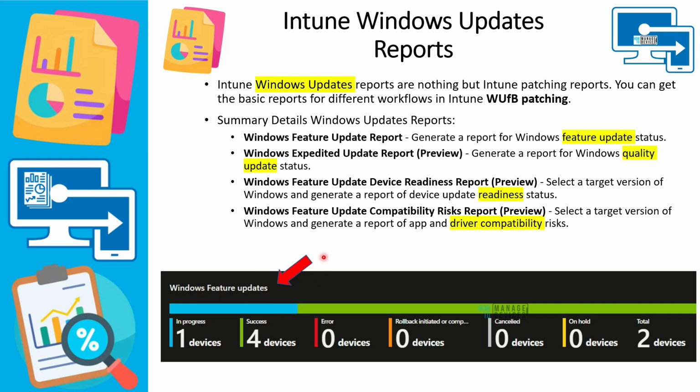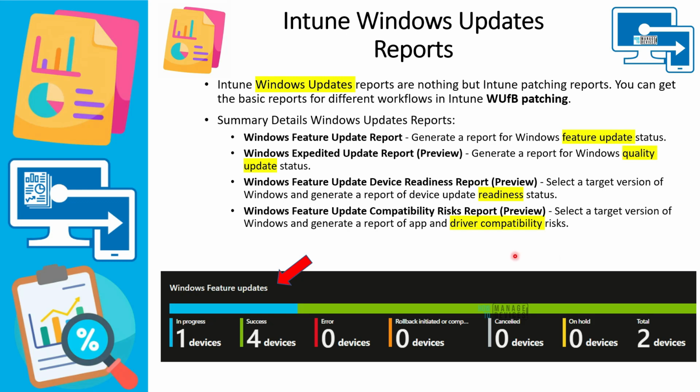You can see the overall status from this dashboard. In progress, 1 device; 4 devices got successfully installed. There is no error. On hold 0, total number of devices 4. For troubleshooting scenarios, I have seen this particular report is useful. If you ask why the feature update is not getting installed on my Windows 11 or Windows 10 device, you need to look into this report and understand whether your device is ready for the update or not. Is there any blocking point or not?